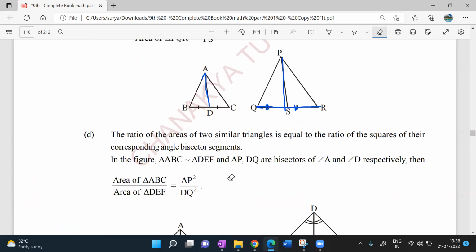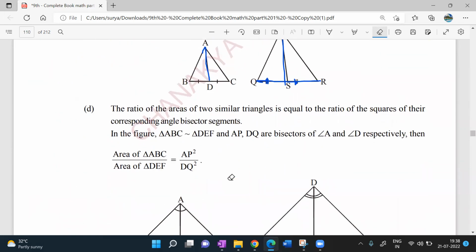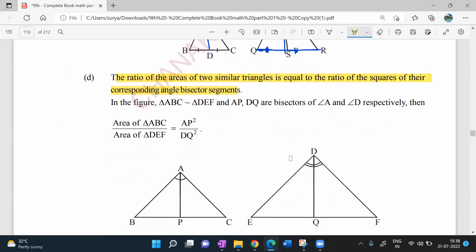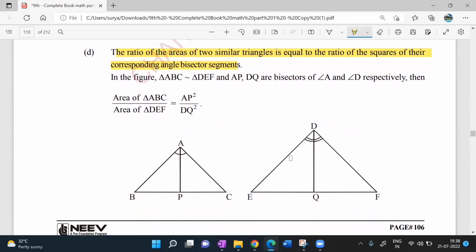Next, the ratio of the areas of two similar triangles is equal to the ratio of the squares of their corresponding angle bisectors. So what is an angle bisector? It divides an angle into equal angles, like this, then this, and this.